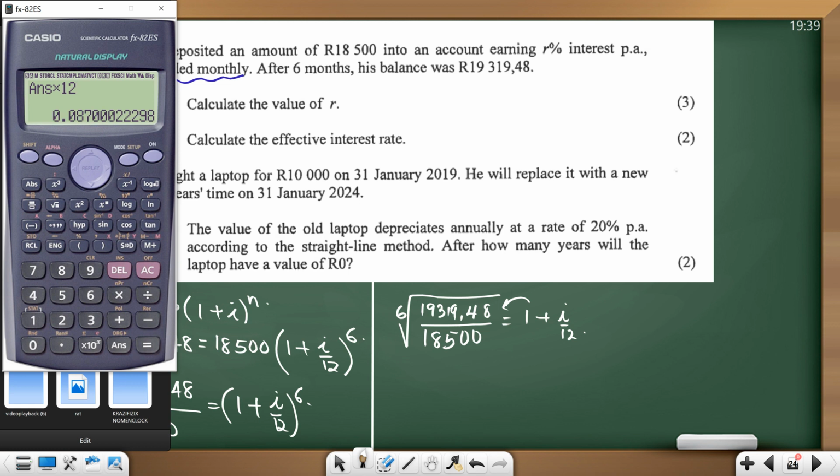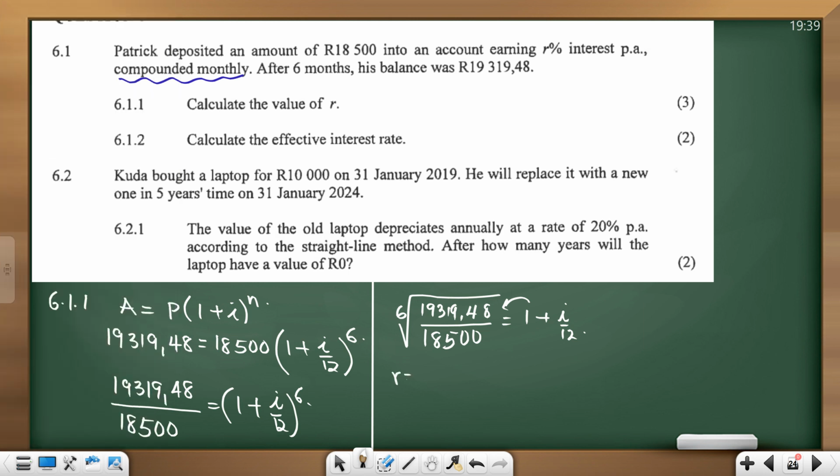Mathematical principles. 0.087. R equals 0.087. Then multiply by what? By 100. 8.7%.